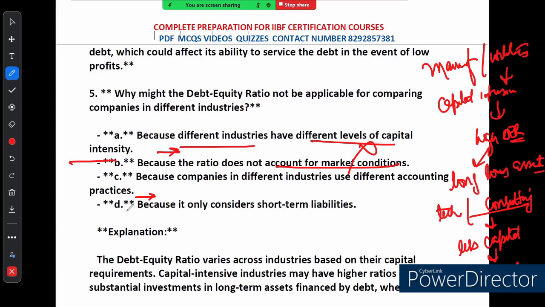Option D says because it can only consider short term liabilities. Actually, the debt equity ratio focuses on long term debt, not short term liabilities. So this option is also incorrect. What is the correct option? The correct option is option number A.